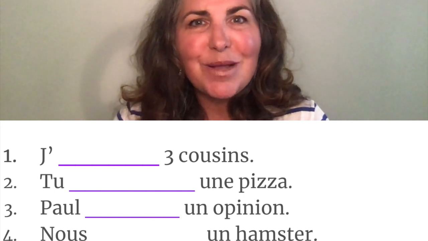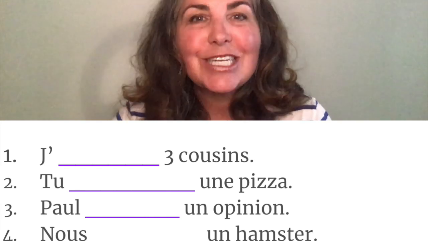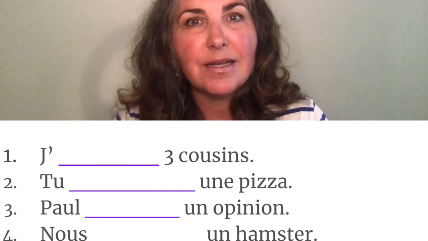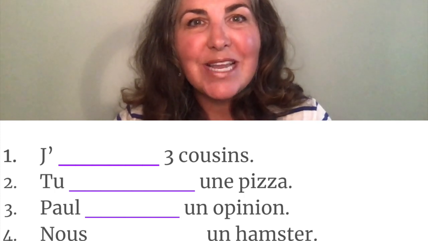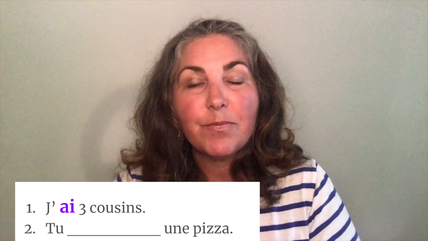All right, let's look at number 1. Je blank trois cousins. I have 3 cousins. Now look at your flashcard. Do you see how next to the J apostrophe, the correct form of the verb avoir is ai? That's what you're going to need to say. J'ai 3 cousins.